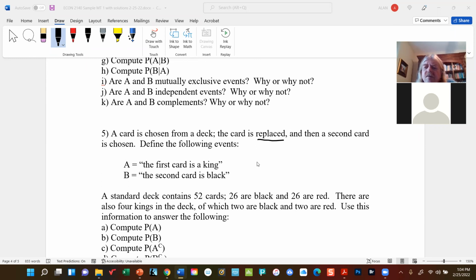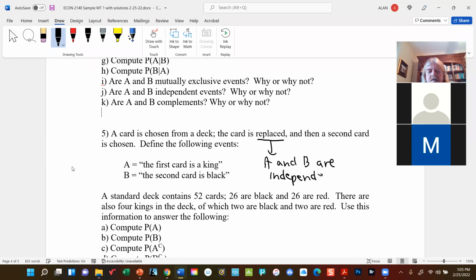All right, anyway, when the card is replaced, the entire deck is intact when we pick the second card. So that's a hint that A, the event that the first card is a king, and B, the event that the second card is black, are independent of each other, because of sampling with replacement. That's enough for us to know that the two are independent. The fact that the sampling was done with replacement tells us that whatever happens in the first card does not affect the second card.